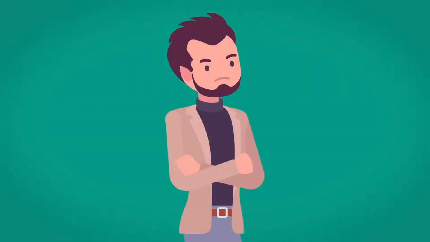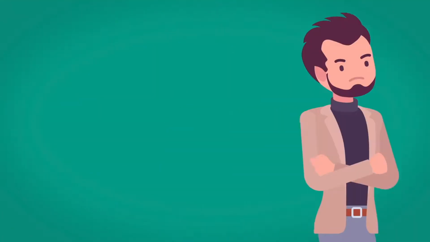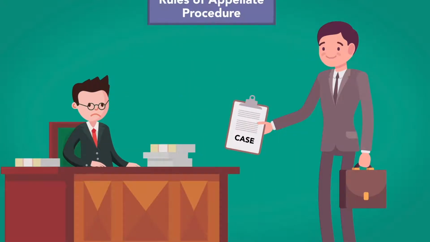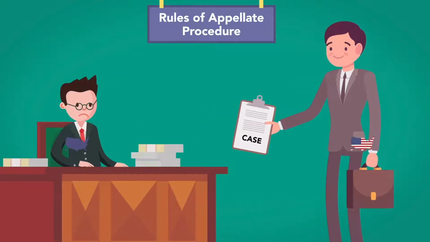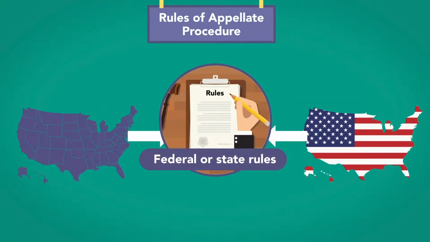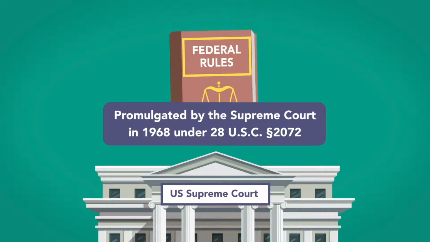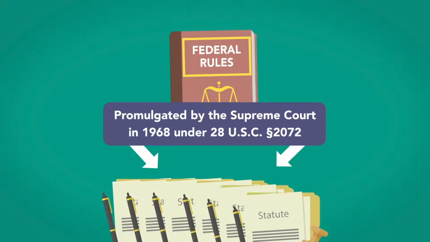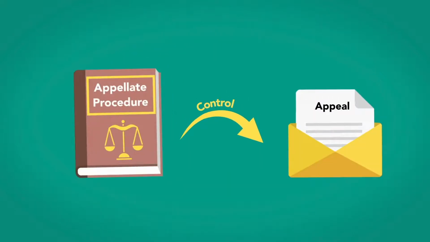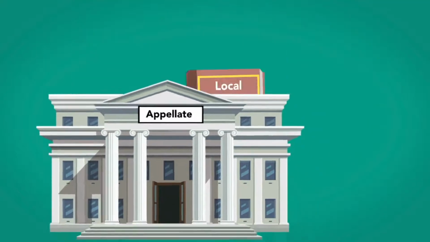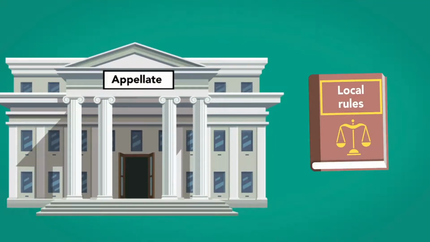Parties unhappy with the trial court results can take their cases to the courts of appeals. The appeals process is controlled by the rules of appellate procedure, either the federal rules or state rules. The current federal rules were promulgated by the Supreme Court in 1968 under 28 U.S.C. Section 2072 and other enabling statutes that have been updated since. Although these rules control appeals, the appellate court has wide discretion to suspend them under appropriate circumstances, and appeals courts may also make local rules.